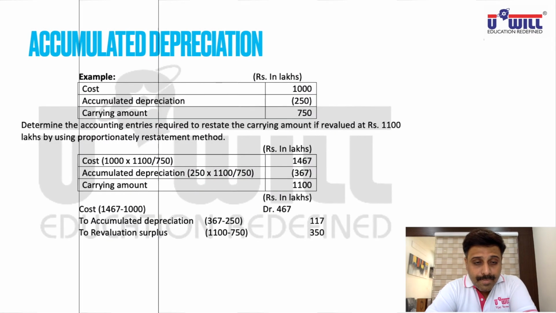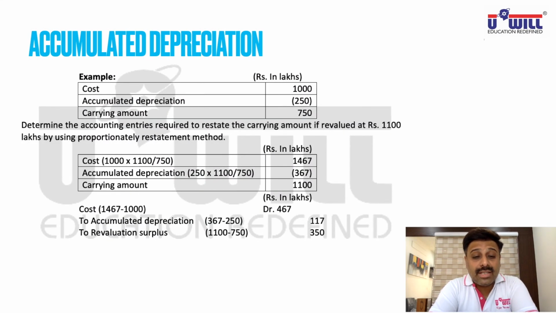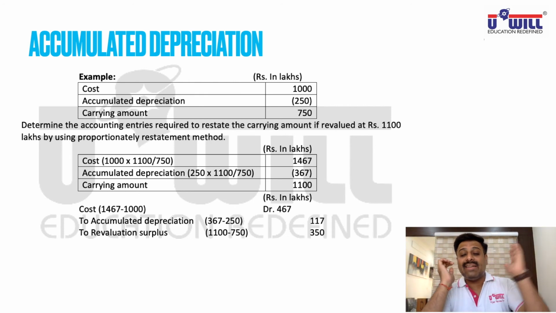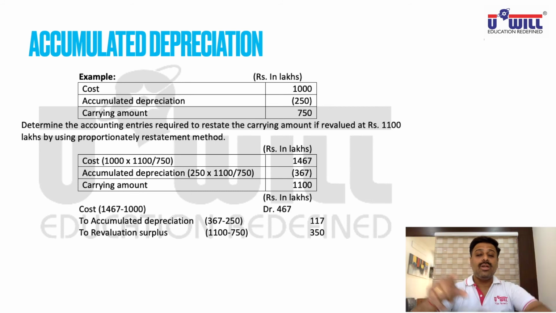Look at it. Same example, cost 1000, accumulated depreciation 250, carrying amount 750. Now they say determine the accounting entries required to restate the carrying amount if revalued at 1100 lakhs, using proportionate restatement method. See, I explain you 750, 1100, 1000 how much? 1000 into 1100 upon 750, 1467. 750, 1100, 250 how much? 250 into 1100 upon 750, 367. And carrying amount automatically becomes 1100.